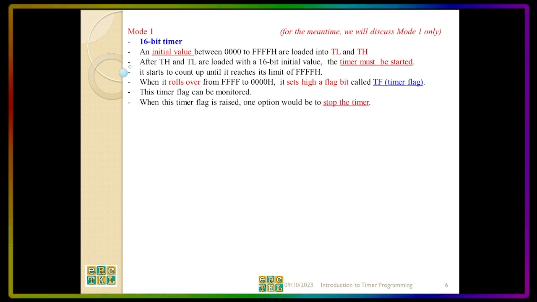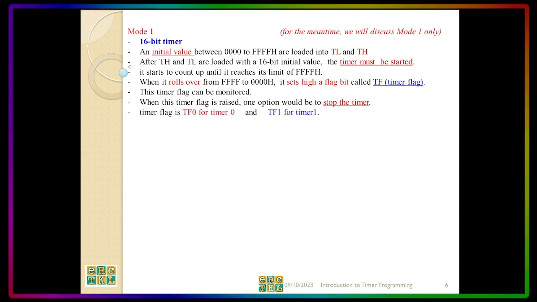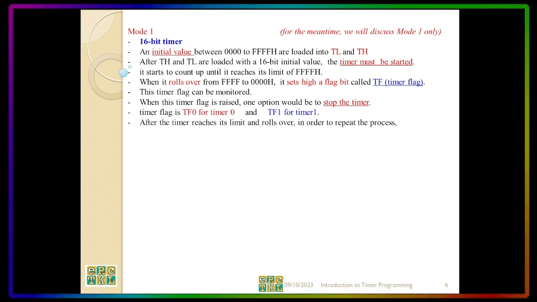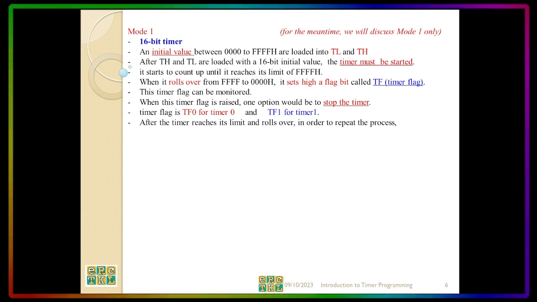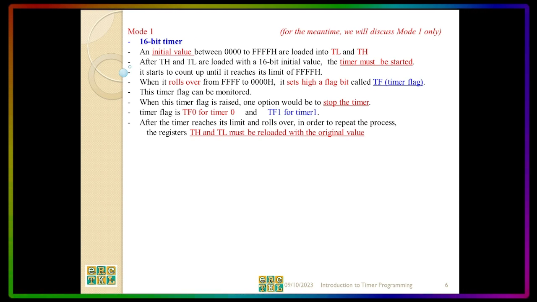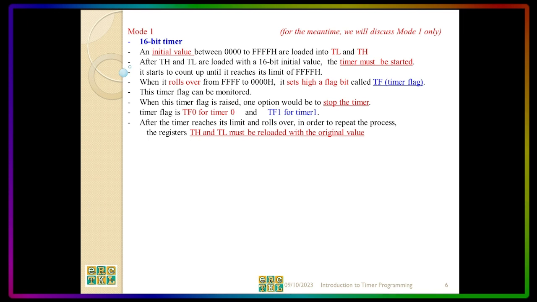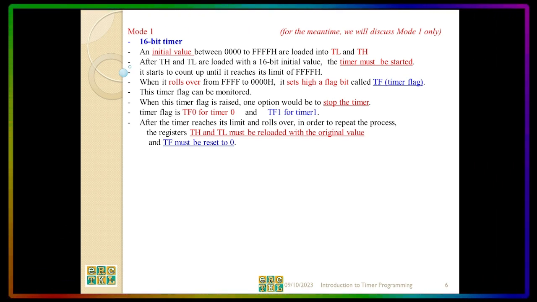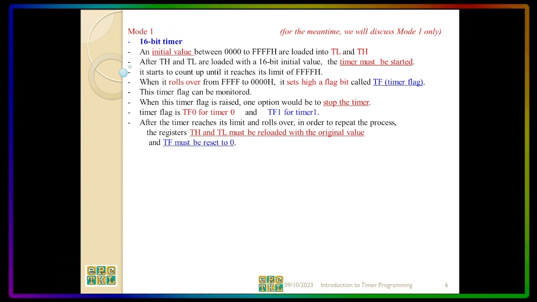When this timer flag is raised or becomes equal to 1, one option would be, of course, to stop the timer. So the timer flag is TF0 for timer 0, and for timer 1, we call it TF1. After the timer reaches the limit and rolls over, in order to repeat the process, we have to make the registers TH and TL reloaded with the initial value that we put on them in the beginning. And TF must be reset to 0, while the timer must be stopped. So we will be making TR0 equal to 0, or if we are using timer 1, TR1 is equal to 0.